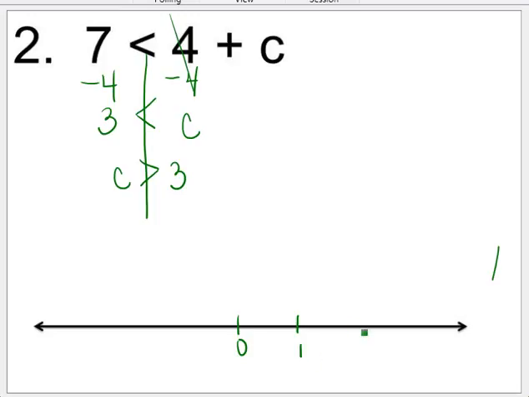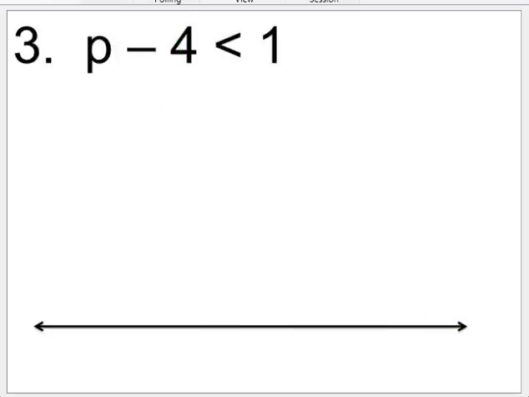Again, I've got to make sure that I use 3 on my number line. I can use plenty of other numbers, but I've got to make sure I include 3 on my number line. I'm going to use an open dot. There's no equal to sign underneath it, so I'll put an open dot there, and I will shade to the right.